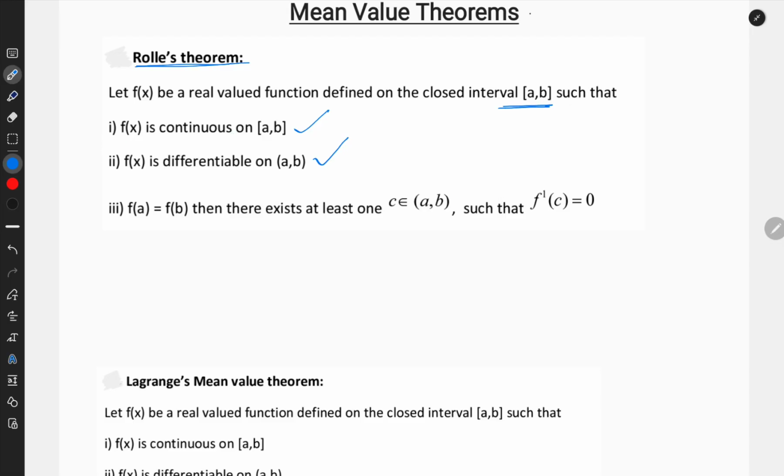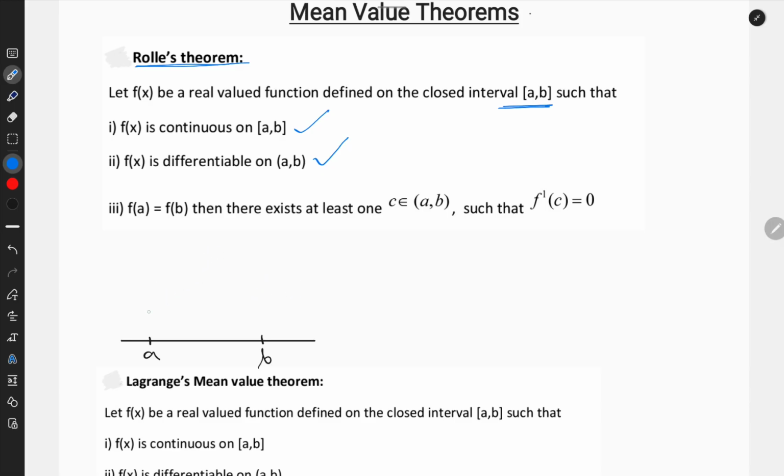f is continuous in an interval. Suppose you have a function f between the limits a and b. The function is continuous, means there is no gap in the graph. It is differentiable, means it is a smooth curve between a and b. If you have a graph like this, then it is not differentiable at this point. So it is a smooth curve and also continuous.